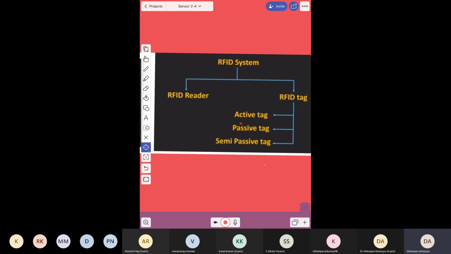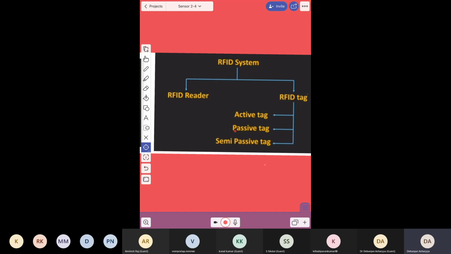So what I want to say is that the barcode is a line of sight measurement, but the RFID is not a line of sight measurement. The transmitter and the receiver need not be in the same line for the RFID system, but in the case of a barcode, they should be in the same line. So this is the main important part. This is the main advantage of the RFID system over the barcode.